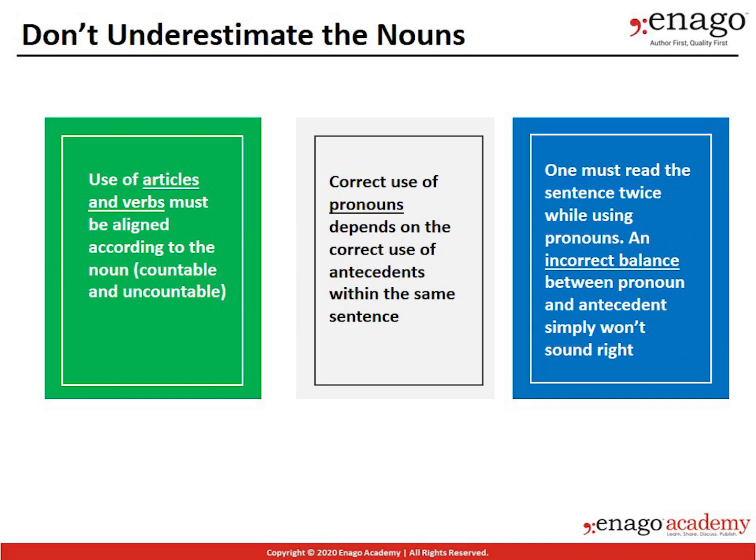I like the title of this one, so don't underestimate the nouns. Checking the correct use of the pronoun is quite simple. First, read the sentence back to yourself and trust your ear. So an incorrect balance between the antecedent simply won't sound right. The antecedent is the thing that comes before. So when multiple antecedents are involved, you can check your pronoun use by replacing each one with its original noun, to check that you're using the correct pronoun. Let's see a bit of this in action.